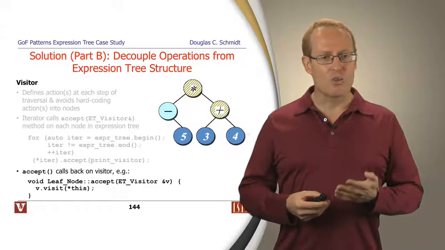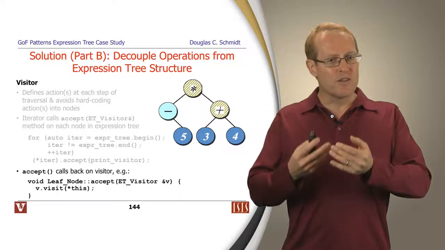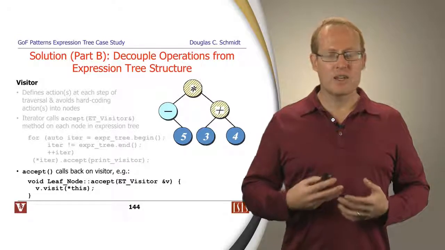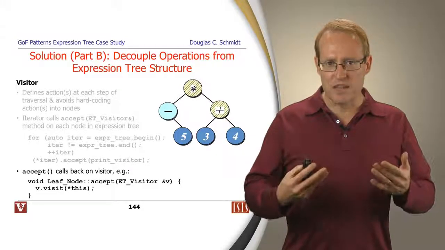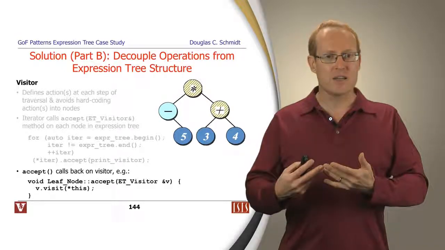So what happens here is when we called the original accept method, we passed in a visitor, and then when the visitor is passed in to the accept method, it turns around and calls visit on the particular type of node in the composite.